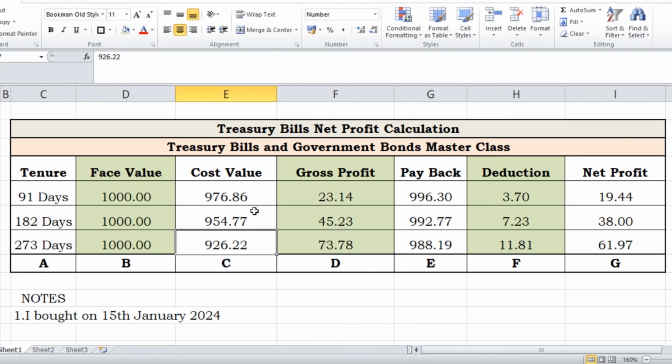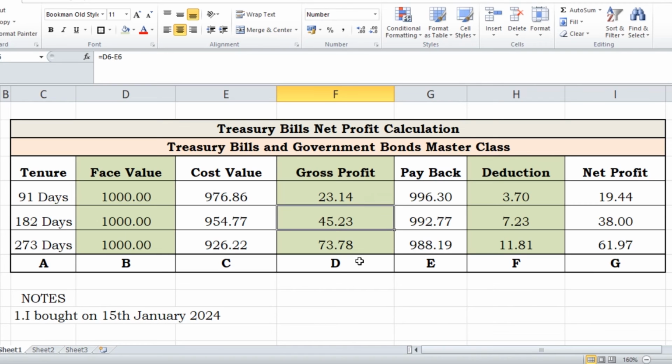At this point, I can quickly go and estimate exactly how much I'm going to make. I'm calling it the gross profit. So to calculate the gross profit, I've just deducted the face value minus the cost value. This is the gross profit that I made on all of these treasury bills. If you add them, I made about 142 kwacha gross profit.